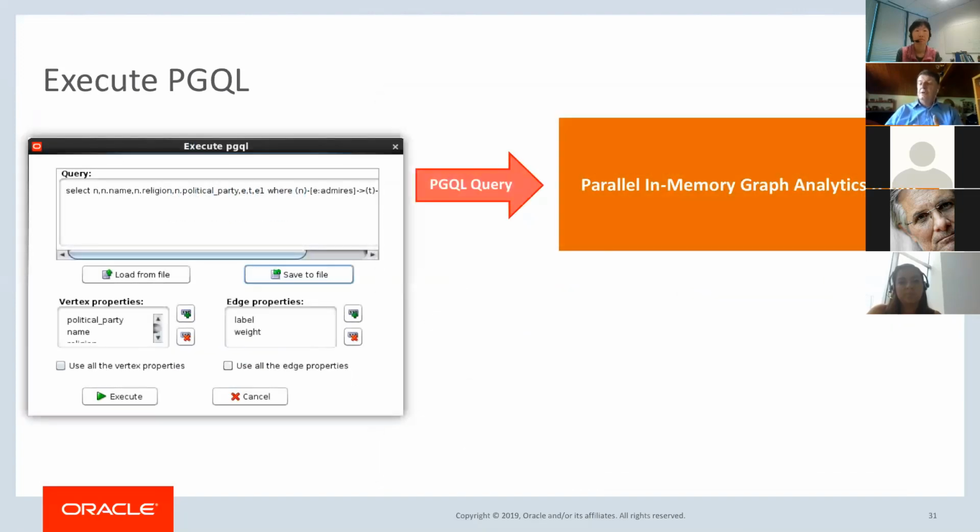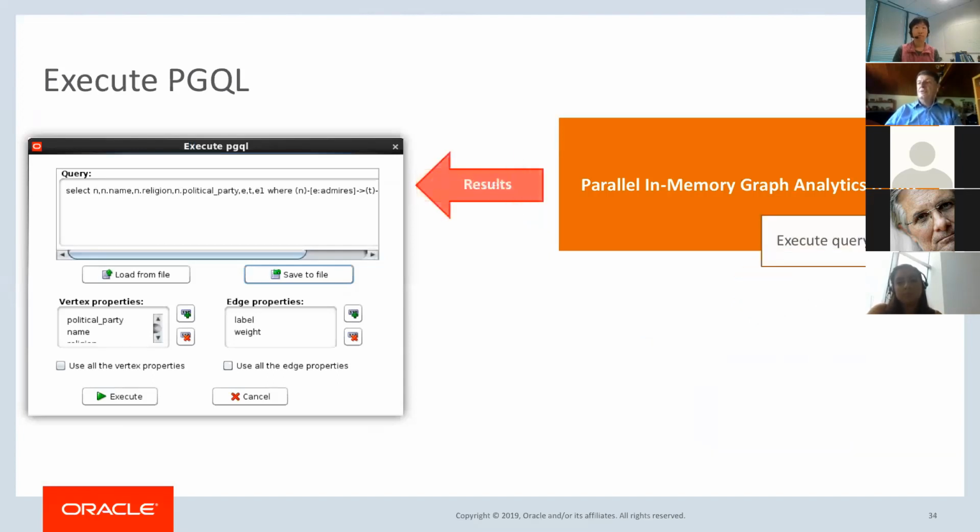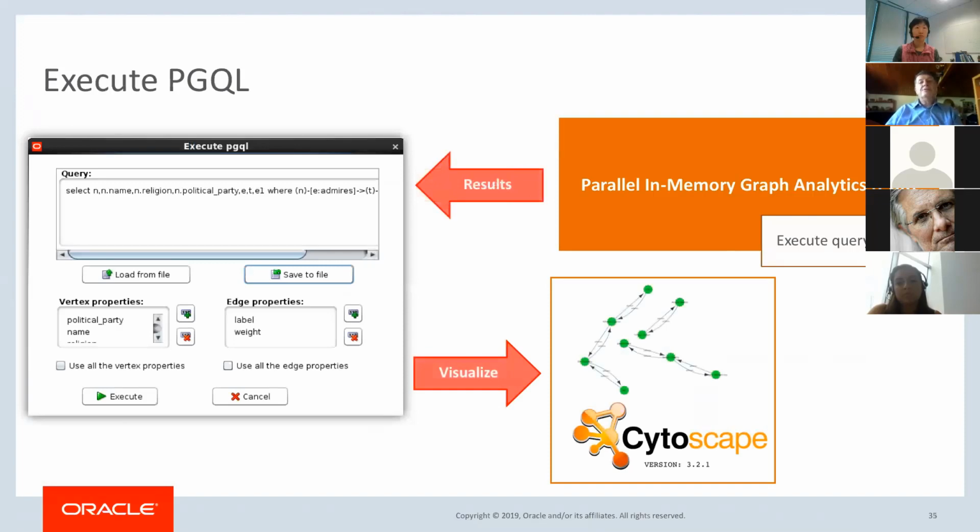That lets us do graph pattern matching, find cycles in graphs, find who knows who knows who knows who, so multi-level hierarchies. So the PGQL query is sent to the in-memory analytics execution engine, which performs the query and then returns the result as a graph, which is then visualizable.